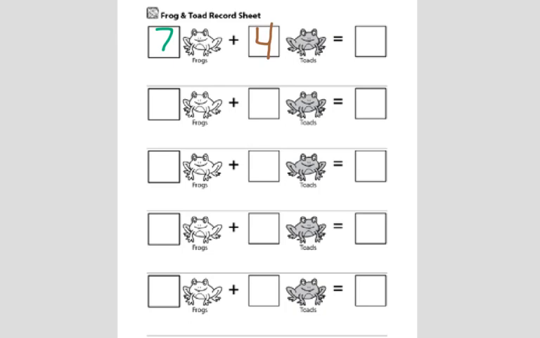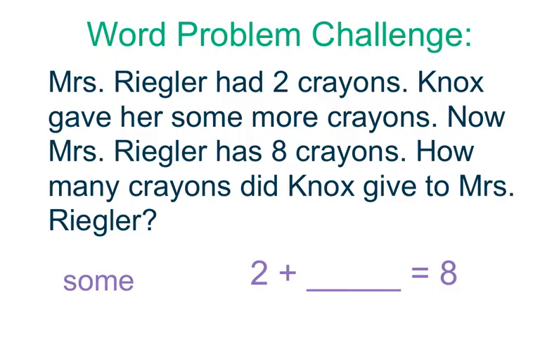What is 7 plus 4? If you said 11, nice job. 7 plus 4 equals 11. Tomorrow we'll write a new number sentence to match our new graph. The last part of our number corner is our word problem challenge.